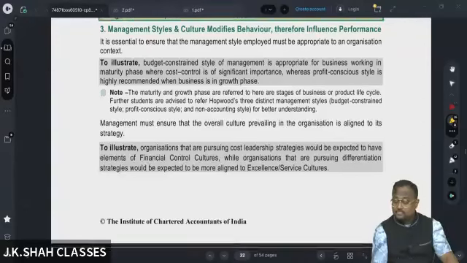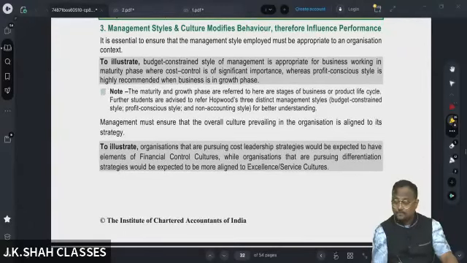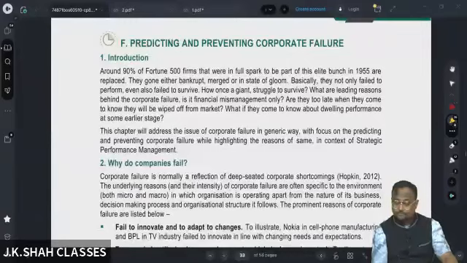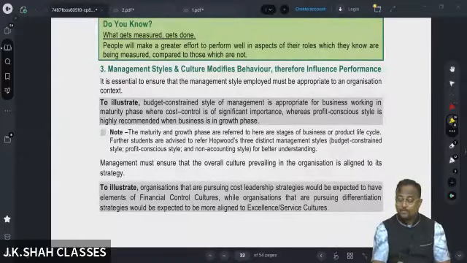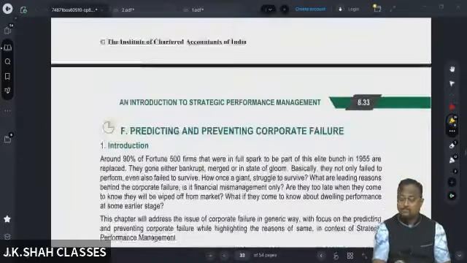Then you have management styles and cultures. Read this once. The first part, this part, point number 3, management styles and cultural modification.